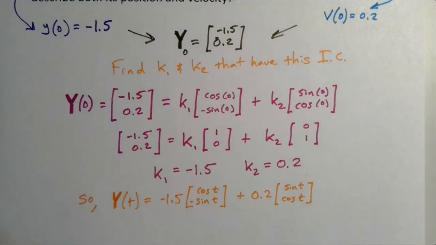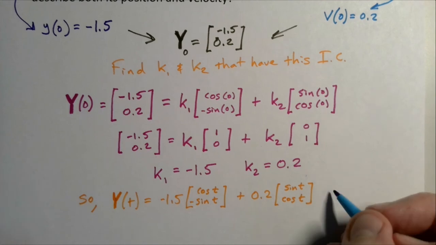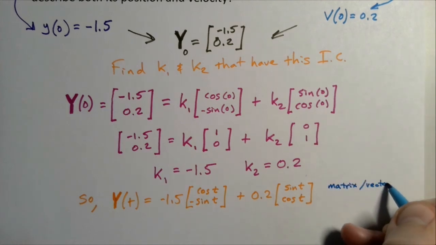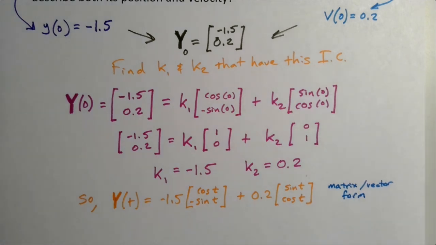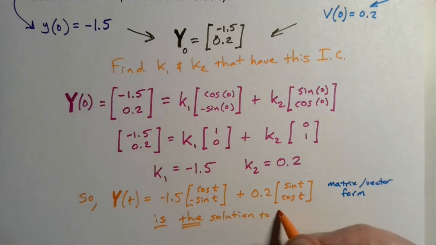So this thing right here, the way we've got it written, this is in matrix or vector form. This thing is a solution. And not just a solution, it's the solution to the initial value problem.